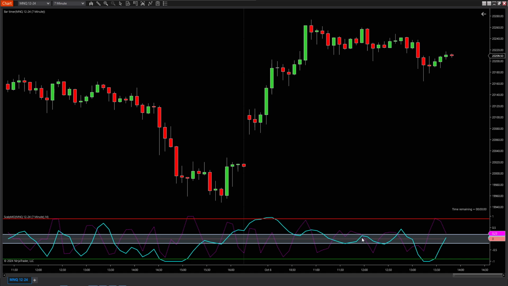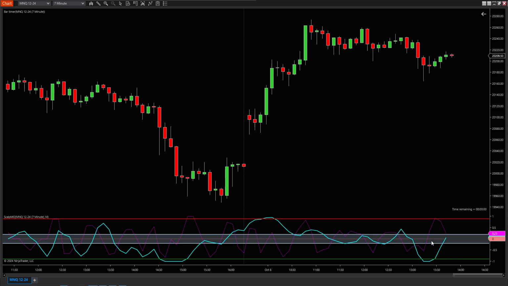However, at 12:30, the wave line began moving up, and the purple line was above zero. That was a small move, but it ended when the purple line crossed back under the wave line. Another trade setup happened at 1 o'clock when the wave line hit the upper part of the middle threshold, and the purple line was below zero. Another signal for a short.